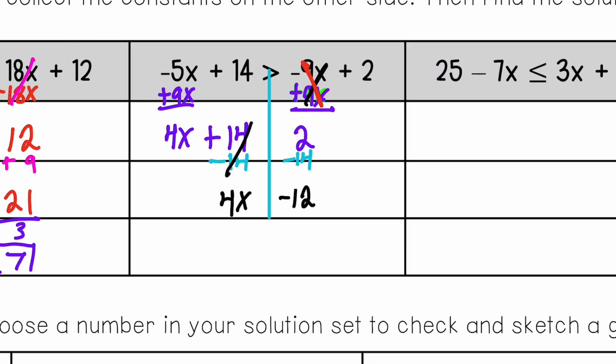Finally, my last step, this is 4 times x, which means I need to divide by 4 on both sides. 4 divided by 4 goes away, and I'm left with x. What I divided by is a positive 4. So because it's positive, there's no minus sign. My sign stays the same. So my greater than sign stays a greater than sign. -12 divided by 4, I believe, is -3. And there's my final answer.